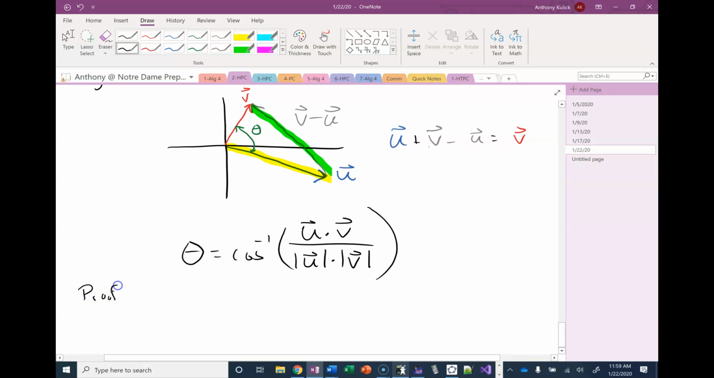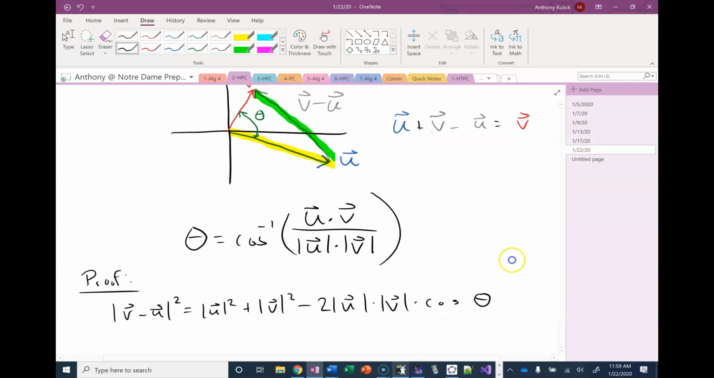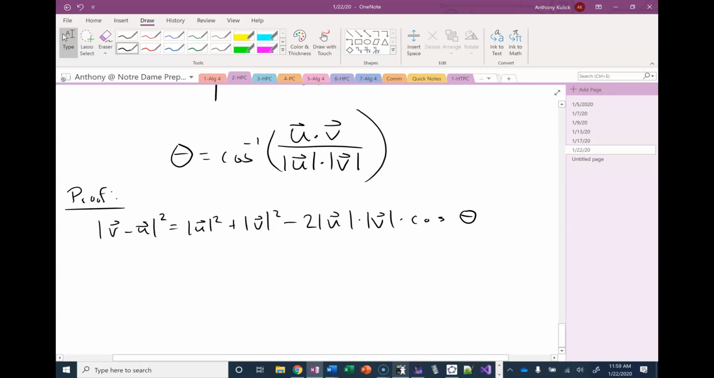So here's my proof. By using the law of cosines, I can say the magnitude of v minus u squared is equal to the magnitude of u squared plus the magnitude of v squared minus 2 times the magnitude of u times the magnitude of v times cosine theta. Is everybody okay with why that's true?